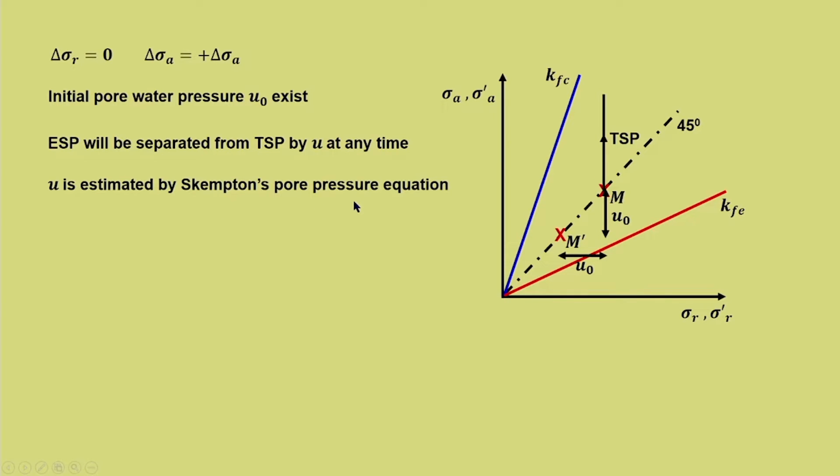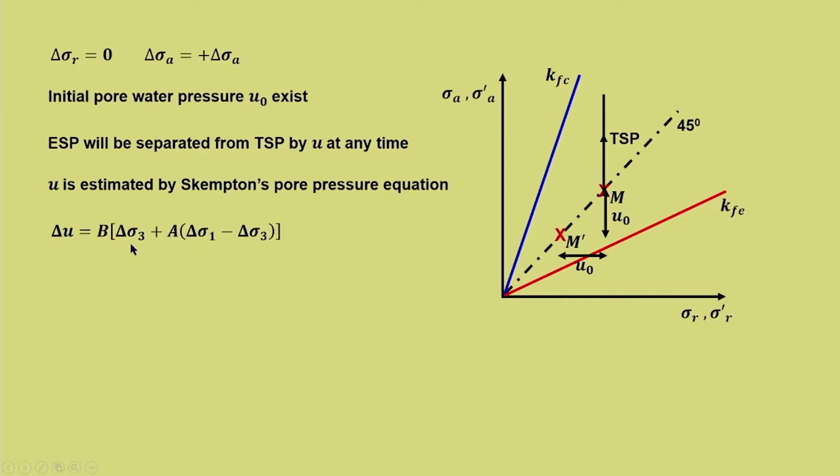Now, you will again appreciate why we have studied Skempton's pore water pressure equation in detail. In the absence of measurement, one can also have some idea about pore water pressure by estimating it corresponding to the change in stresses. So, delta U is equal to B into delta sigma 3 plus A into delta sigma 1 minus delta sigma 3. Here, replacing sigma 3 and sigma 1 by sigma r and sigma a, we have delta U equal to B into delta sigma r plus AB into delta sigma a minus delta sigma r.